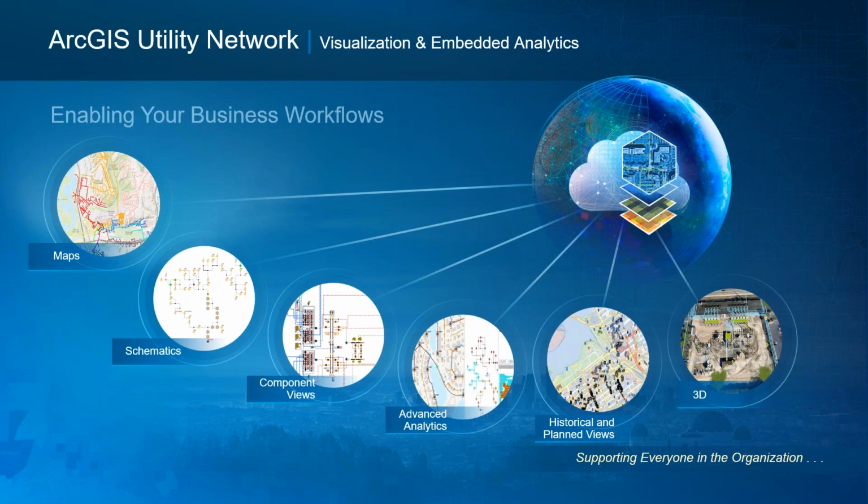The utility network also enables us to have historical and planned views. So you can roll back to a certain point in time and see what the network looked like at that particular moment. You can also look at what the network will look like in the future based on planned out development. And the utility network also works in 3D. And so this supports really everybody throughout a utility organization and their daily workflows.